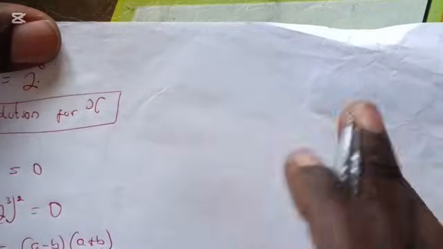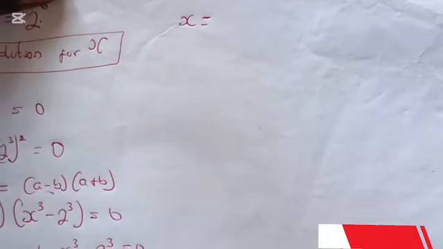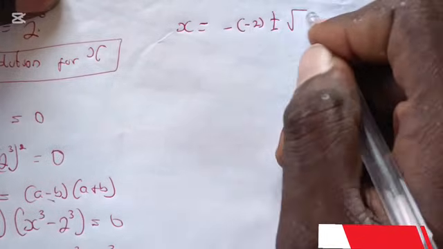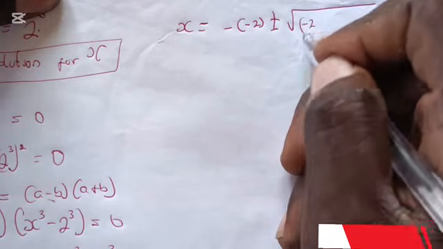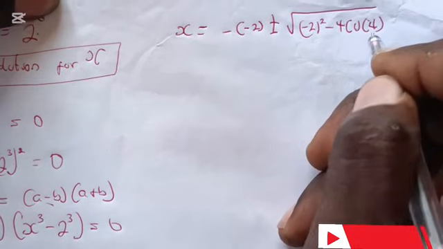Now, let's continue what we are solving here. So we have x is equals to minus into bracket minus 2. Let me rewrite it out. Plus or minus root of minus 2 squared minus 4 multiplied by 1 multiplied by 4, right?